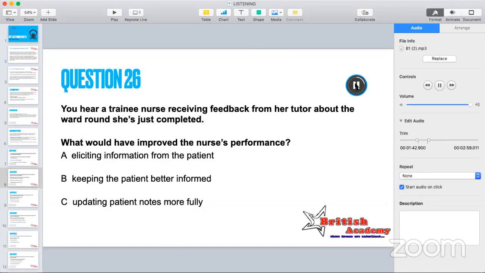Now read the question. Read the question carefully and read the options. Yes, Neetu, you're correct. Collecting or gathering or obtaining, that is the right word for eliciting.